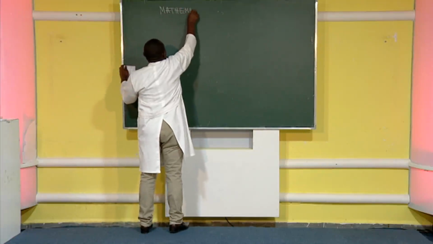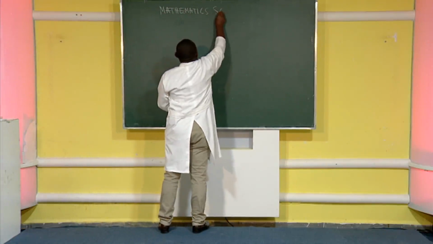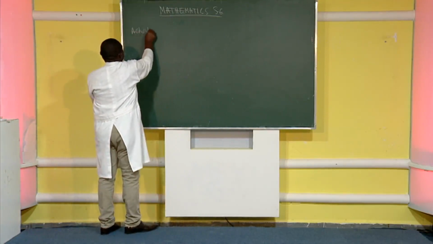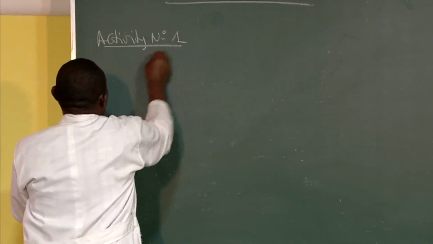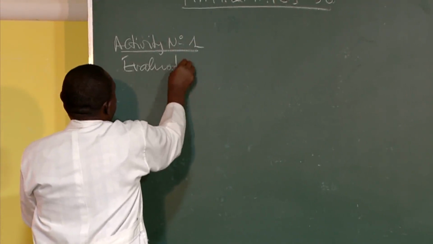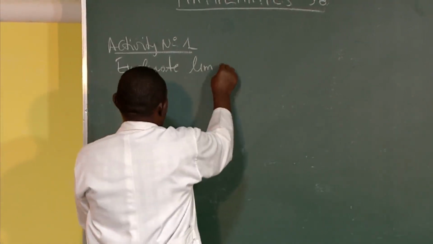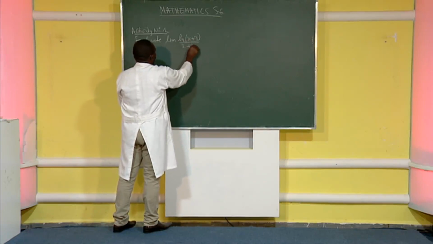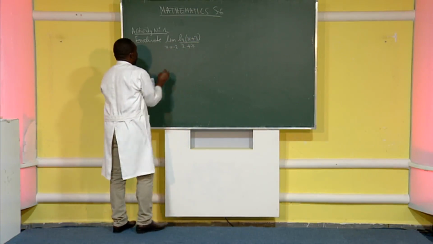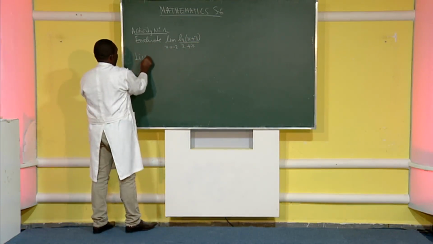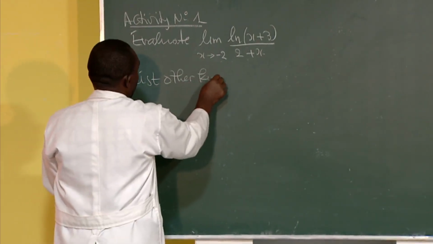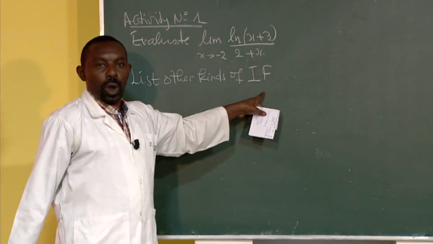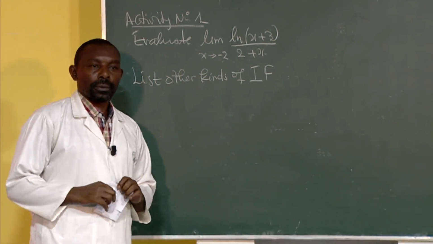Mathematics, senior 6. We started with the activity. Evaluate the limit of ln of x plus 3 divided by 2 plus x as x approaches minus 2, and list other kinds of indeterminate form. You have 1 minute. Go on.